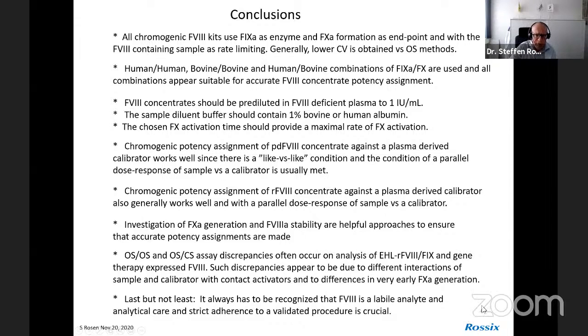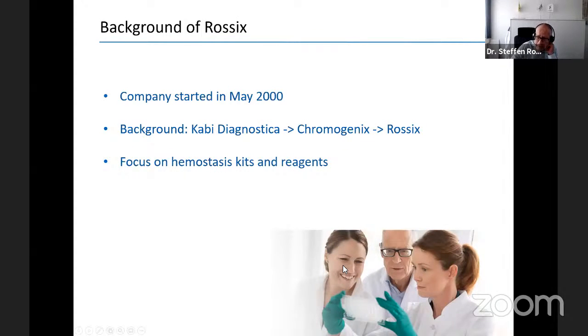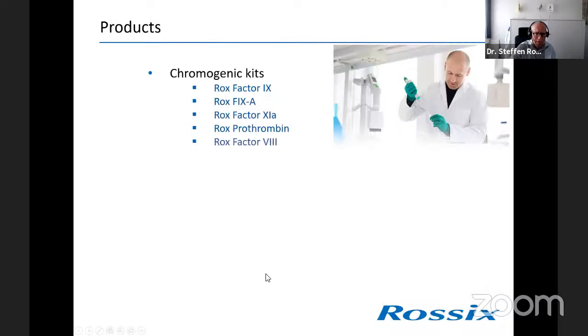Now, before I finish, I want to give just some information on Rossix. The company started in May 2000, so we are celebrating our 20-year jubilee now, and the background is my work at Kabi Diagnostica and Chromogenix. We focus on hemostasis kits and reagents, not surprisingly, and these are our chromogenic kits. I should mention that the prothrombin kit is designed upon the prothrombinase complex, so only biologically active prothrombin is determined, in contrast to the Ecarin-based activity methods of prothrombin, which also activate even acarboxy prothrombin.